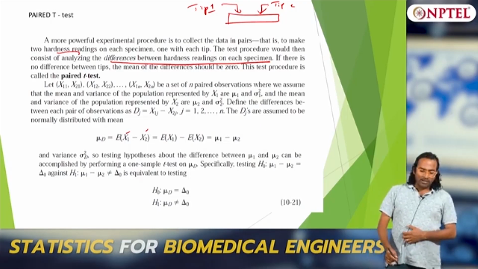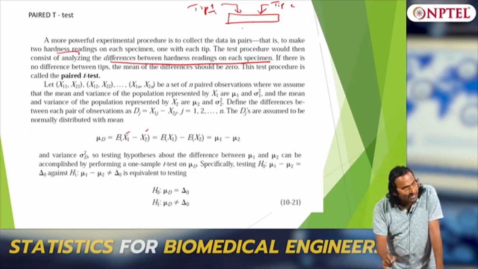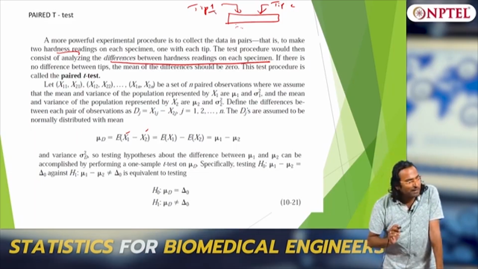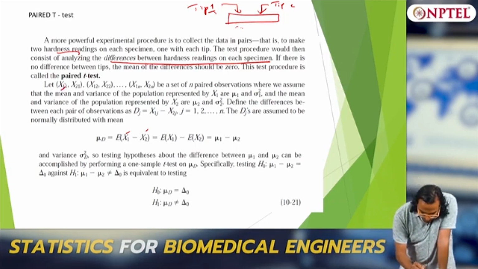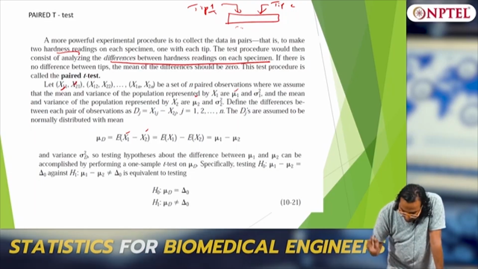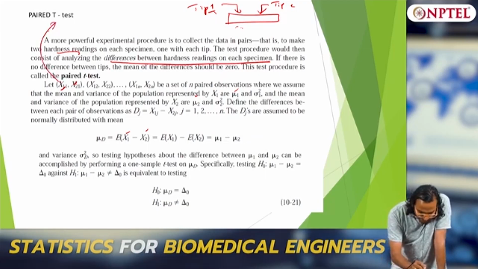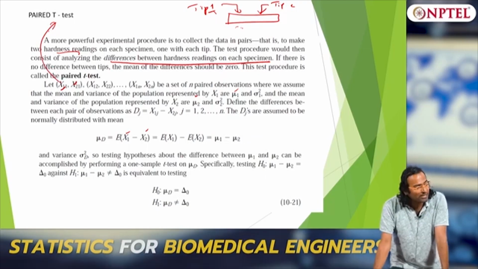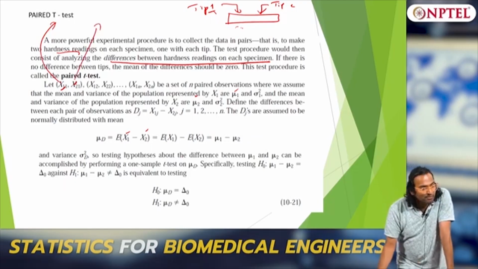So what kind of pairing are you thinking, what kind of pair do we do? We pair the tip with the metal piece, okay. So let x11, x21 be a paired observation, where we assume that the mean and variance of the populations are represented by x1 with mu1 and x2 with mu2. So in this example, what will be x11 and what will be x21?